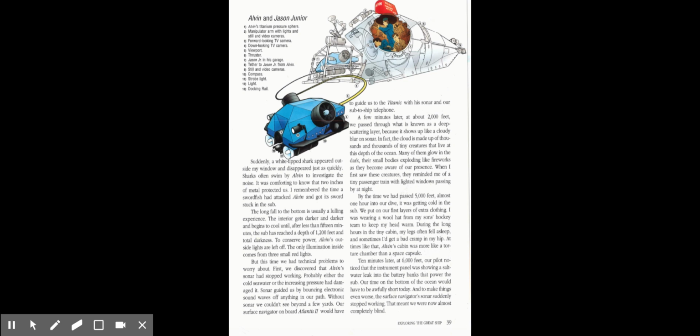The long fall to the bottom is usually a lulling experience. The interior gets darker and darker and begins to cool until, after less than 15 minutes, the sub has reached a depth of 1,200 feet and total darkness. To conserve power, Alvin's outside lights are left off. The only illumination inside comes from 3 small red lights.